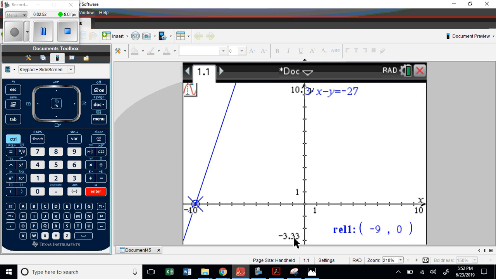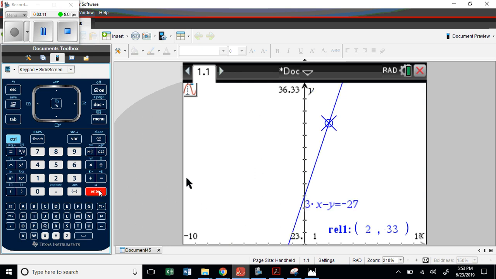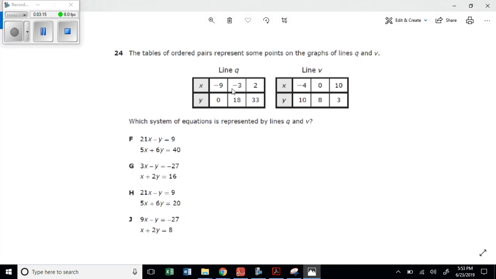Let's check the other values. The next value we need to check is when x is negative 3. You see it on the bottom, hit enter. When x is negative 3, our y value is 18. That also matches our table. The last value we need to check is 2. When x is 2, hit enter. Our y value is 33. And if we look back, those exactly match.